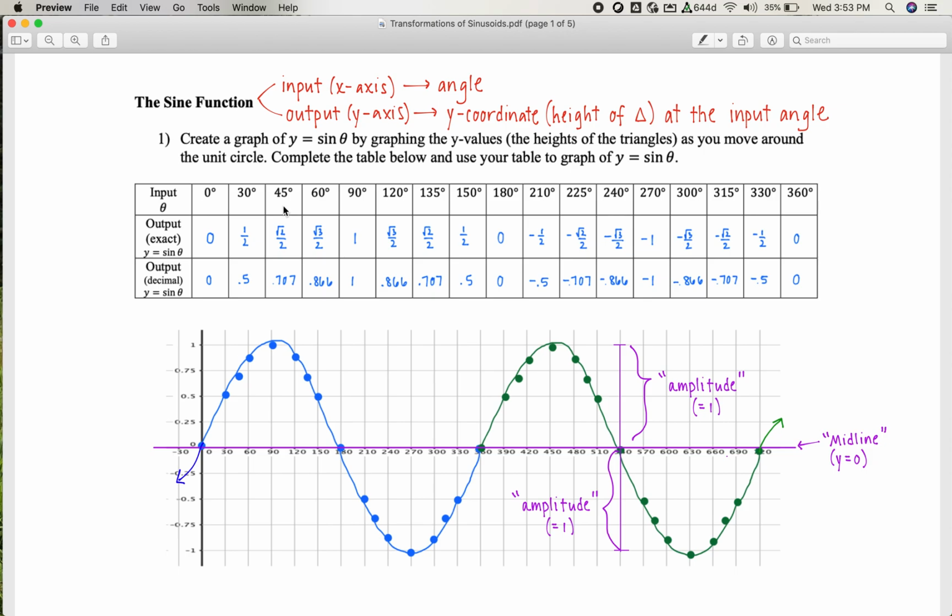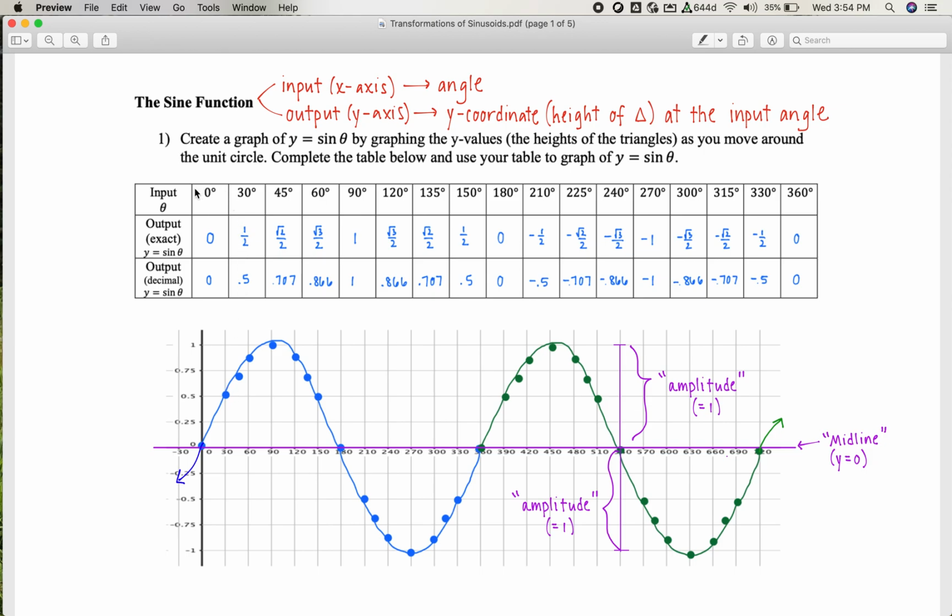When I get to 45 degrees, the height is now root 2 over 2. I also could have typed sine of 45 on my calculator, and I would have gotten 0.707, which is also what you would get if you took the square root of 2 and divided by 2. So I've got both the exact value here that we've been using a lot lately, and then also the decimal value, which might be helpful if I'm going to be plotting points here to see a graph.